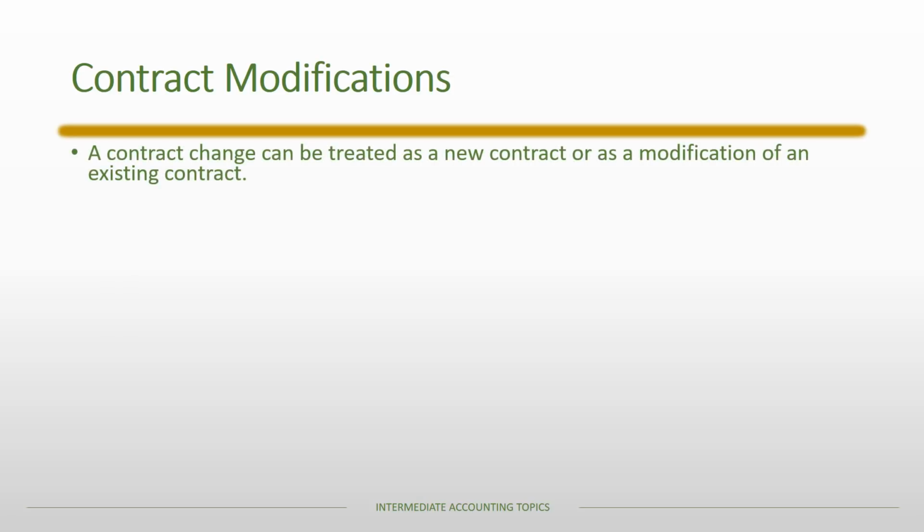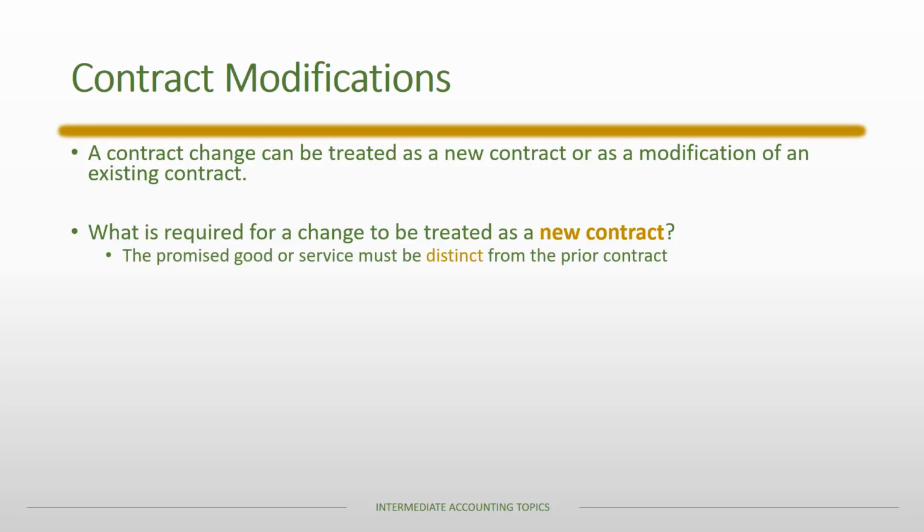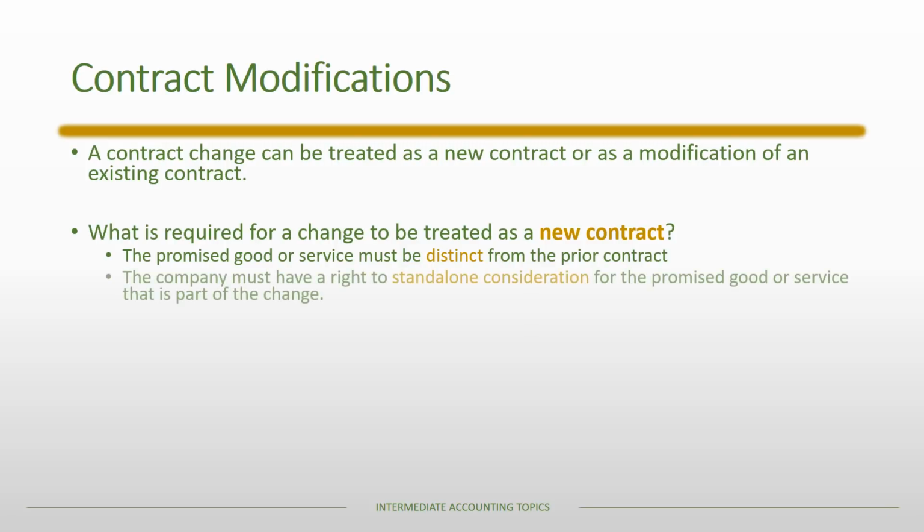All right, contract modifications. Whenever there's a change to a contract, it can be treated as a new contract or it can be treated as a modification of an existing contract. So what would be required for the firm to treat any change as a new contract? Number one, the promised good or service must be distinct from the prior contract. And number two, the company must have a right to standalone consideration for the promised good or service that's part of the change. So again, the good or service must be distinct and there must be standalone consideration.